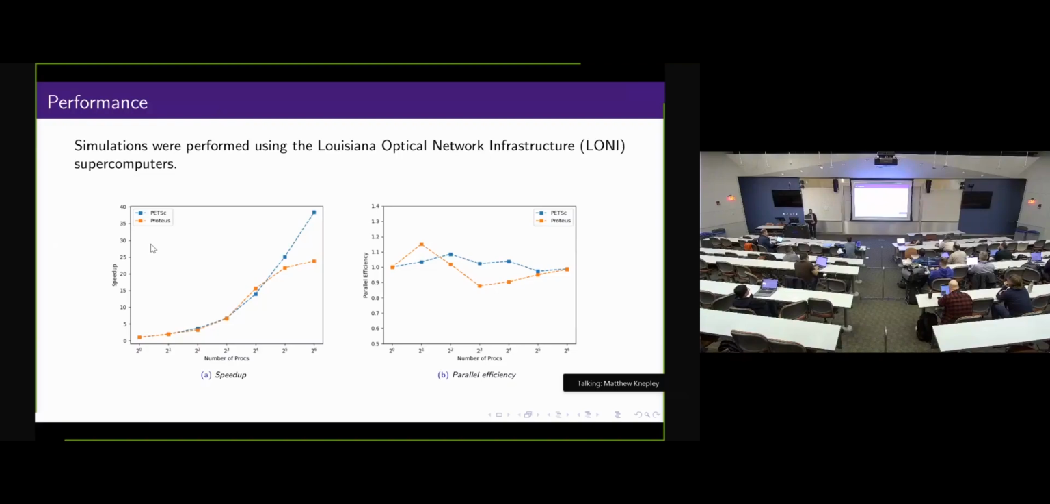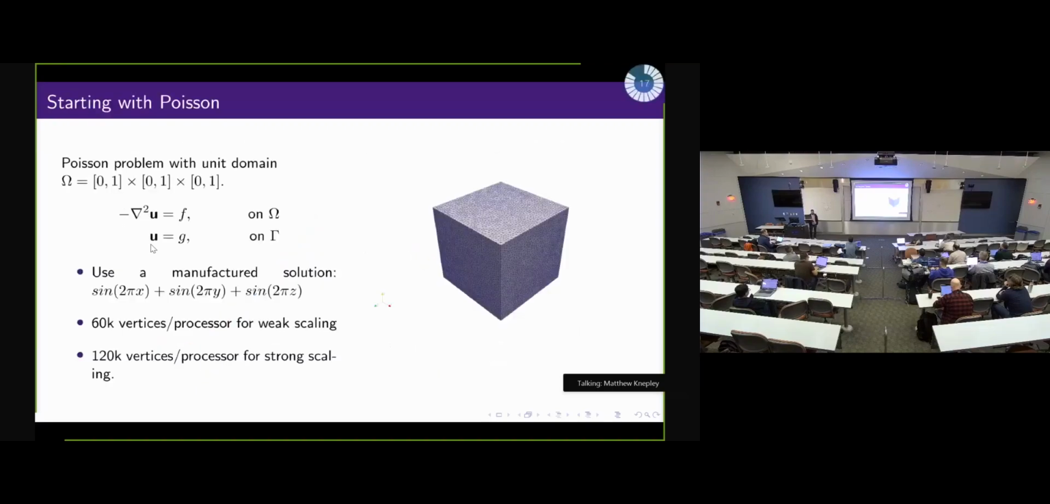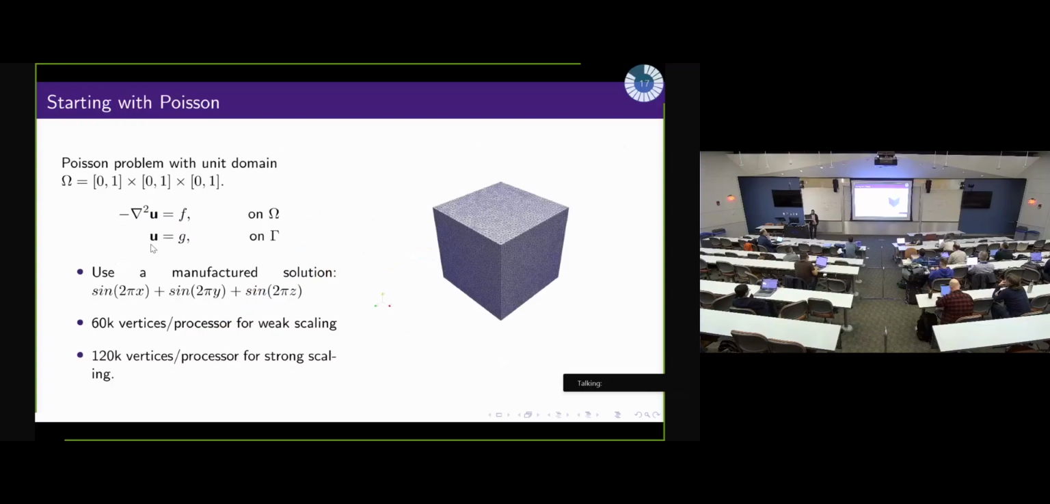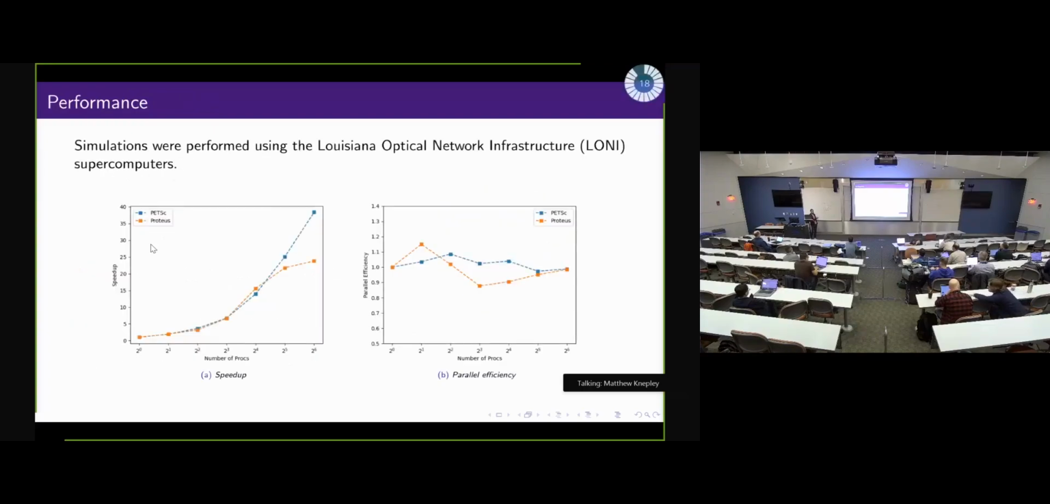I'm comparing the Poisson example that I mentioned in Proteus and PETSc. PETSc already has this in the SNES tutorials, example 13. So I have speedup and parallel efficiency data, which is pretty comparable.